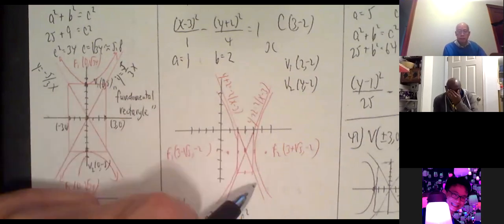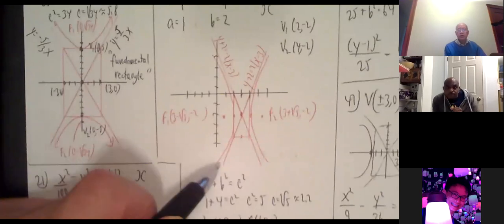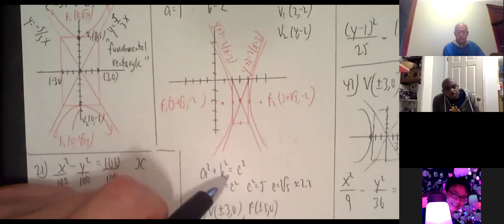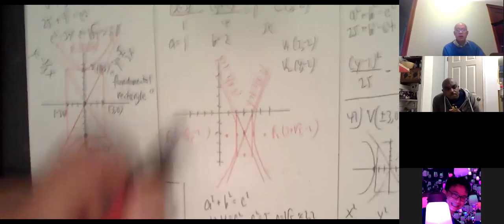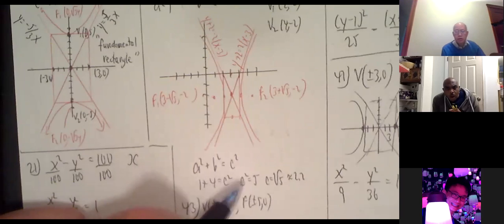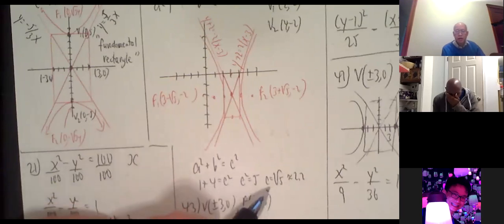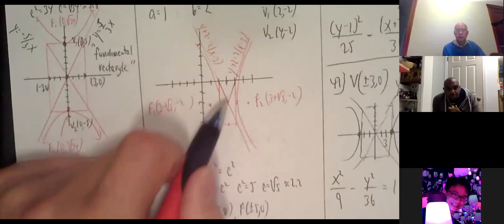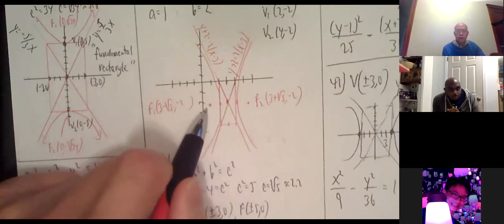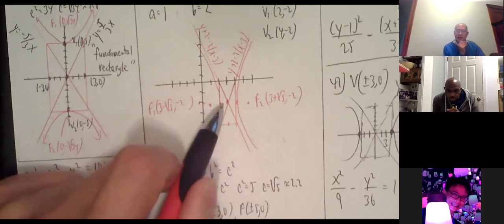Okay, so that's what the hyperbola looks like. a squared plus b squared equals c squared. So a was 1, b is 2. 1 plus 4 equals c squared. c squared equals 5. c is radical 5, 2.2. So 1, 2, and a little bit. But write the exact values.